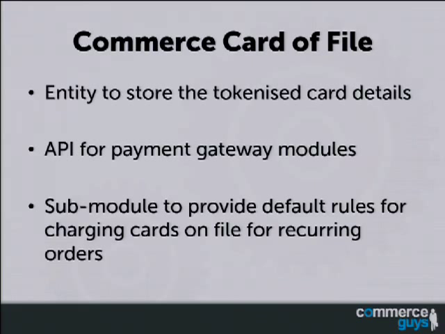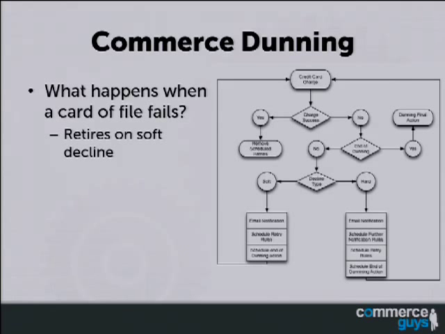As I said, you could have an entity reference on the recurring entity to allow the user to pick which card, if they've got multiple cards saved, is going to be used for that recurring. We've also had a lot of discussions about how we provide things like fallback onto different cards. And this comes into the next module that I'm going to mention, which is dunning, which is dunning management.